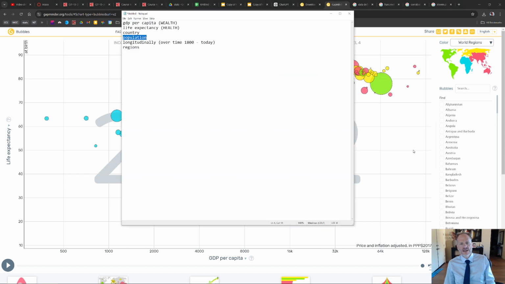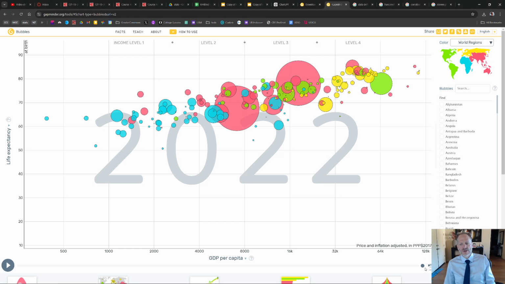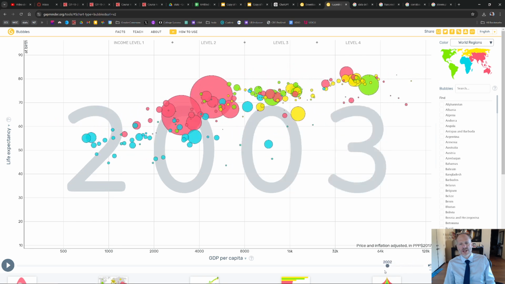So you could see these different items. You could see the health, the wealth, the country, the population, and the regions, right? Whether it's the Americas or Africa or Europe or Asia over here. But what we haven't seen yet is how do we see this over time? So down here we have this playhead. You can see this is 2022. But if we scrub this playhead, we see these balls change over time.